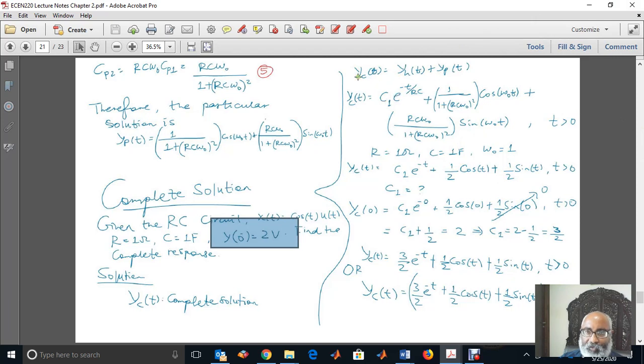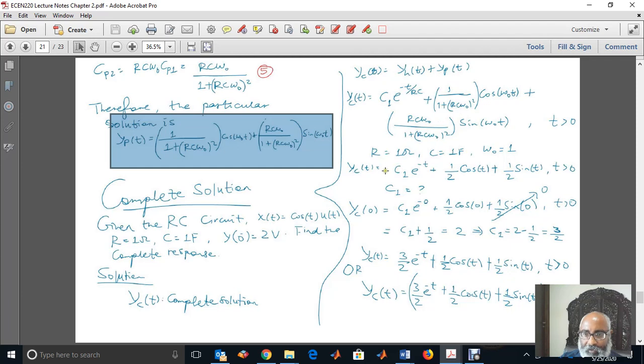So y complete of t, the complete solution, is y homogeneous of t plus y particular of t. That means the homogeneous part, this one, plus the particular, which I found here. So combine these two. To simplify the equation, we substitute R is 1 ohm, C is 1 farad, omega naught is equal to 1. Then I have a simplified equation: y complete is C1 e to the power of minus t plus half cos t plus half sin t for t greater than 0.